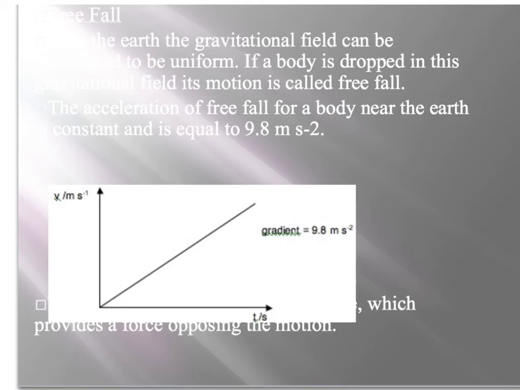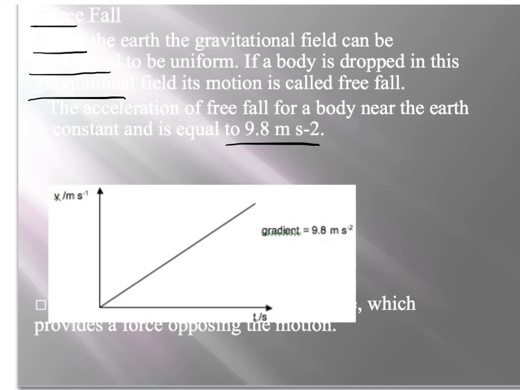Okay, so dropping things near the earth has to do with free fall. What we're going to look at now is the case where we ignore air friction. The word here that you can't quite read is free, and this one is near. So near the earth, the gravitational field can be considered to be uniform. If a body is dropped in this gravitational field, its motion is called free fall. The acceleration of free fall for a body near the earth is a constant and equal to 9.8 meters per second squared.